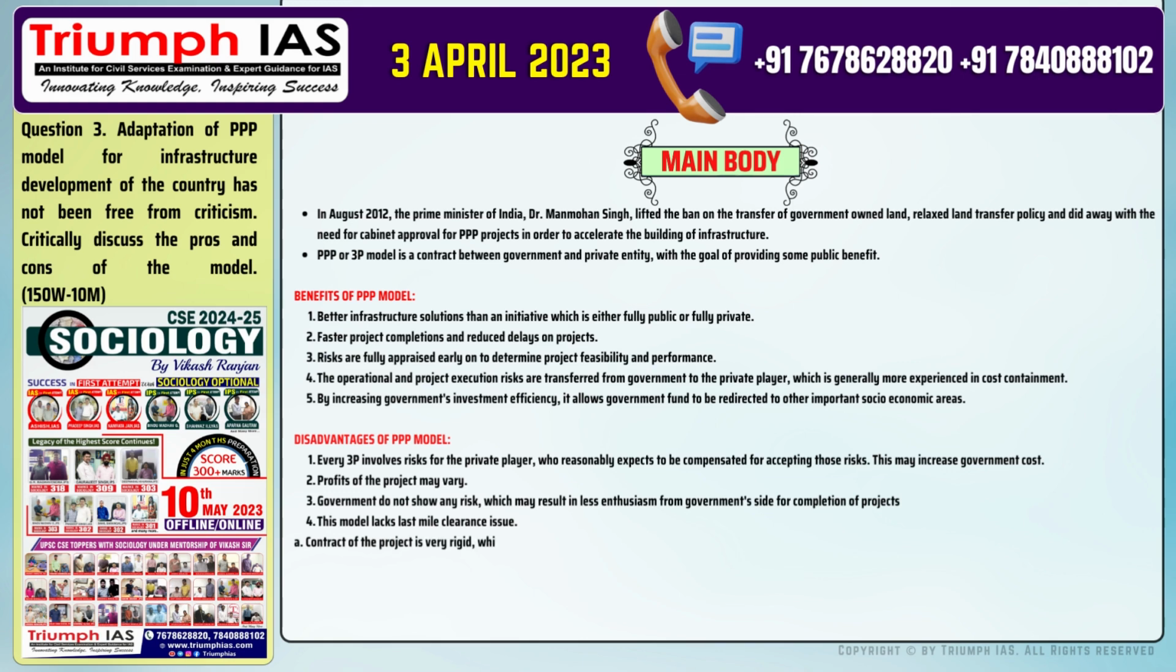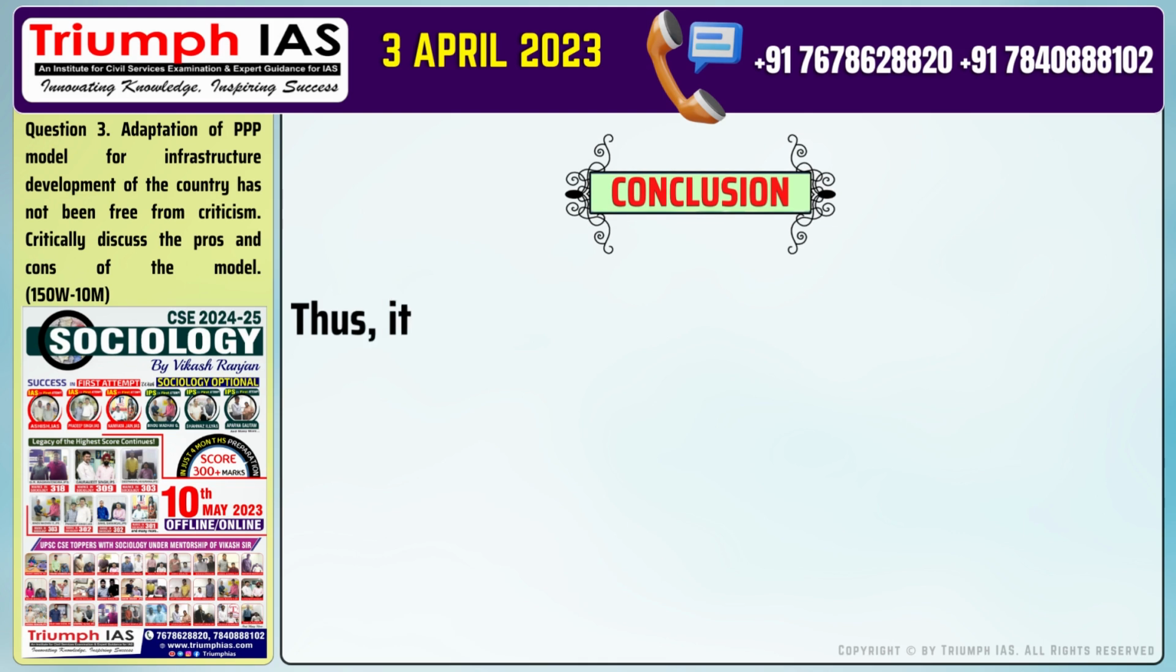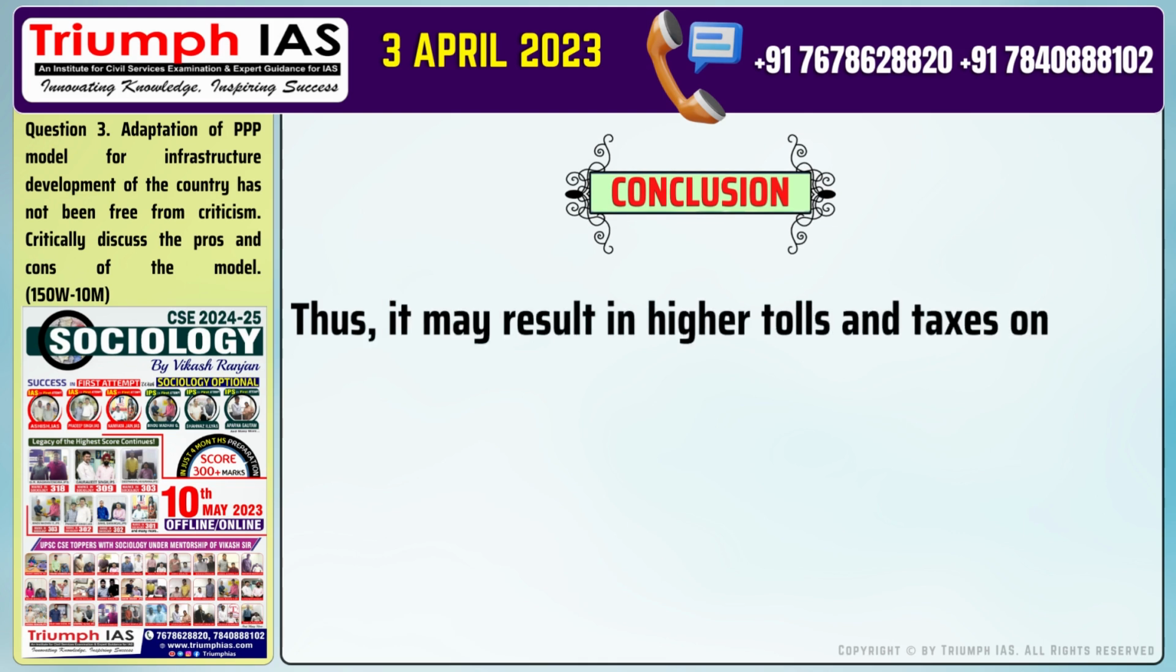First is, contract of the project is very rigid, which may decrease private player participation. Second is, infrastructure involves large investment, and in 3P model, government ensures finances to the private player but does not give money directly. Conclusion of the answer is: thus, it may result in higher tolls and taxes on the public by the private player.